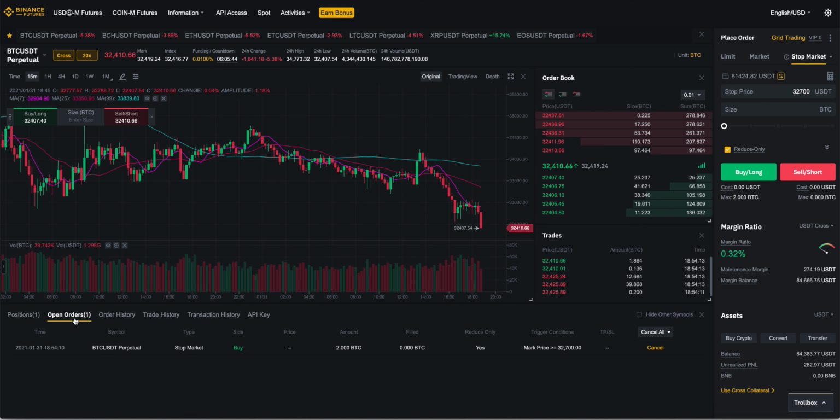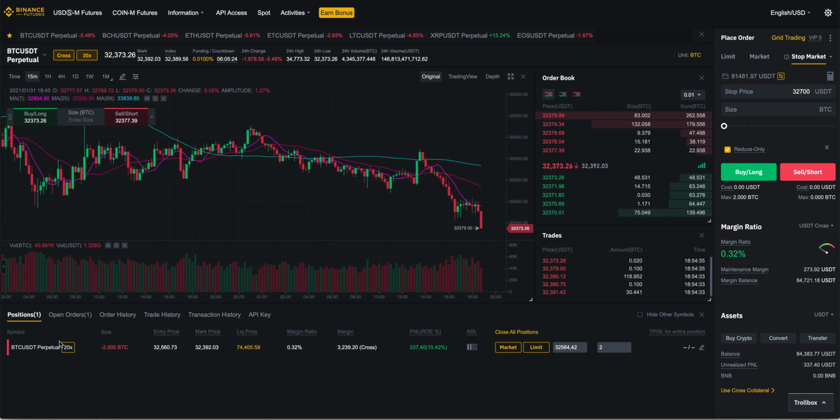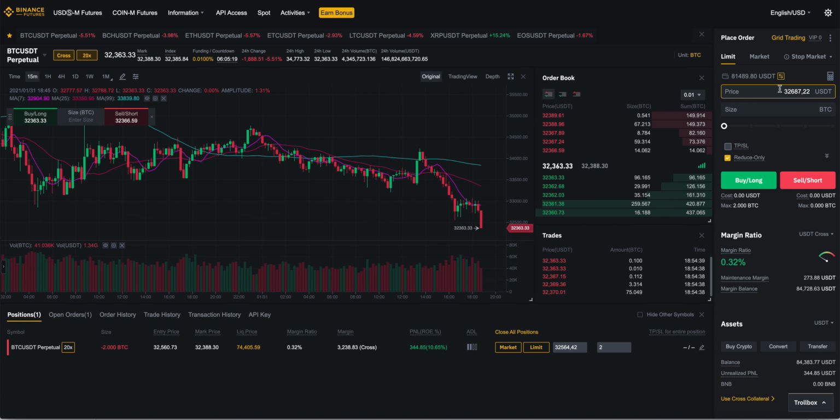It's the same as if I would do it over there. So reduce only position. This kind of order can only reduce my current position. It can't be used to open a new position. So it will remove 2 Bitcoin from my position, so in this case it will close my position. I can also set up take profit as a simple limit order.